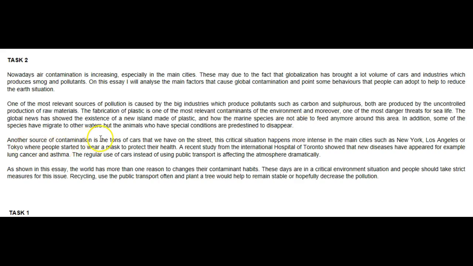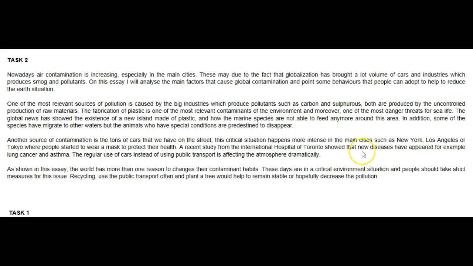Another source of contamination is the tons of cars on the street, full stop. This critical situation becomes more intense, or is more intense, in major cities. We don't really call them main cities, but major is more accurate here, such as New York, Los Angeles, or Tokyo, where people have even started, you could say this, to really sort of emphasize that point, to protect their health. A recent study from the International Hospital of Toronto showed that new diseases have appeared, for example, lung cancer and asthma.